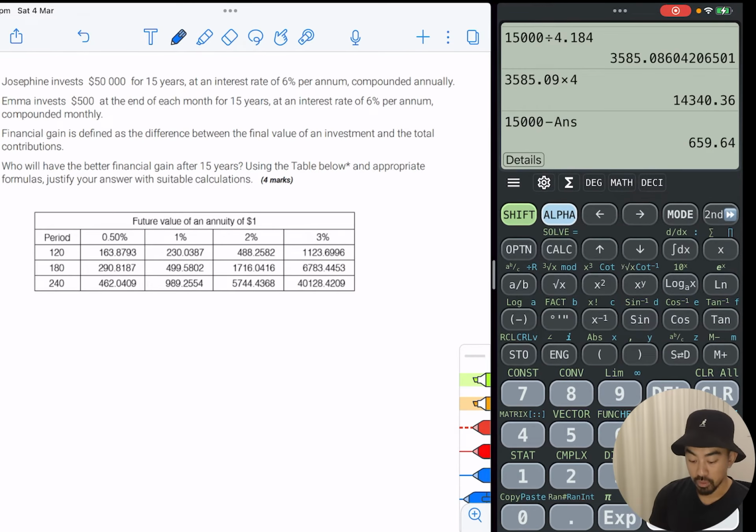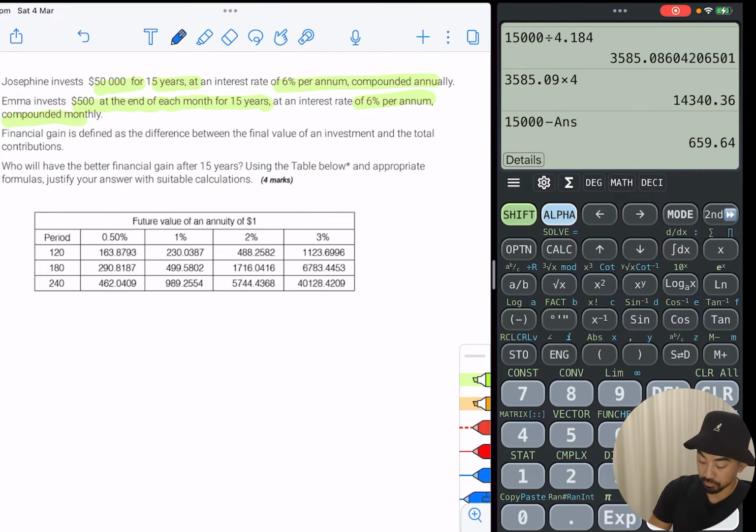Okay, 7. Josephine invests 50 grand for 15 years at an interest rate of 6% per annum compounded annually. Emma invests $500 at the end of each month for 15 years at an interest rate of 6% compounded monthly. Financial gain is defined as the difference between the final value of an investment and the total contribution. So in other words, what's the interest? Who will have better financial gain after 15 years? Use the table below to justify your answer.